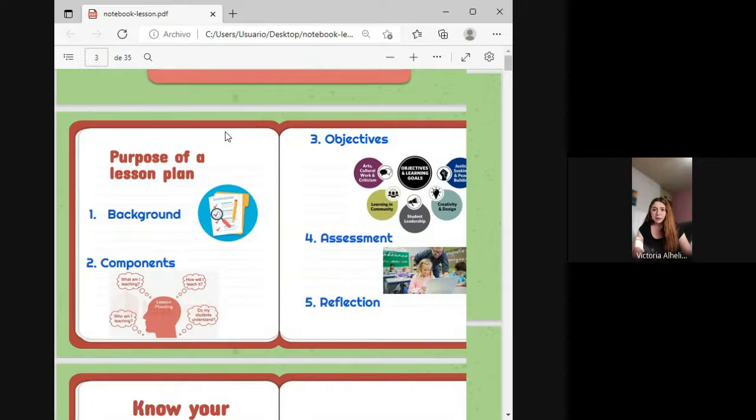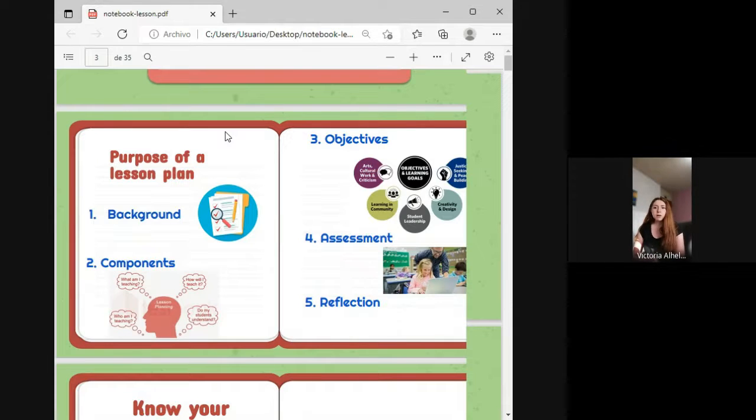What is the background? It's what you need to know or consider to create a lesson plan, and also know your students' content and resources. We have the components. What are the decisions of a lesson plan? The objective, the topic or subject, materials, procedure, evaluation, and assignments.